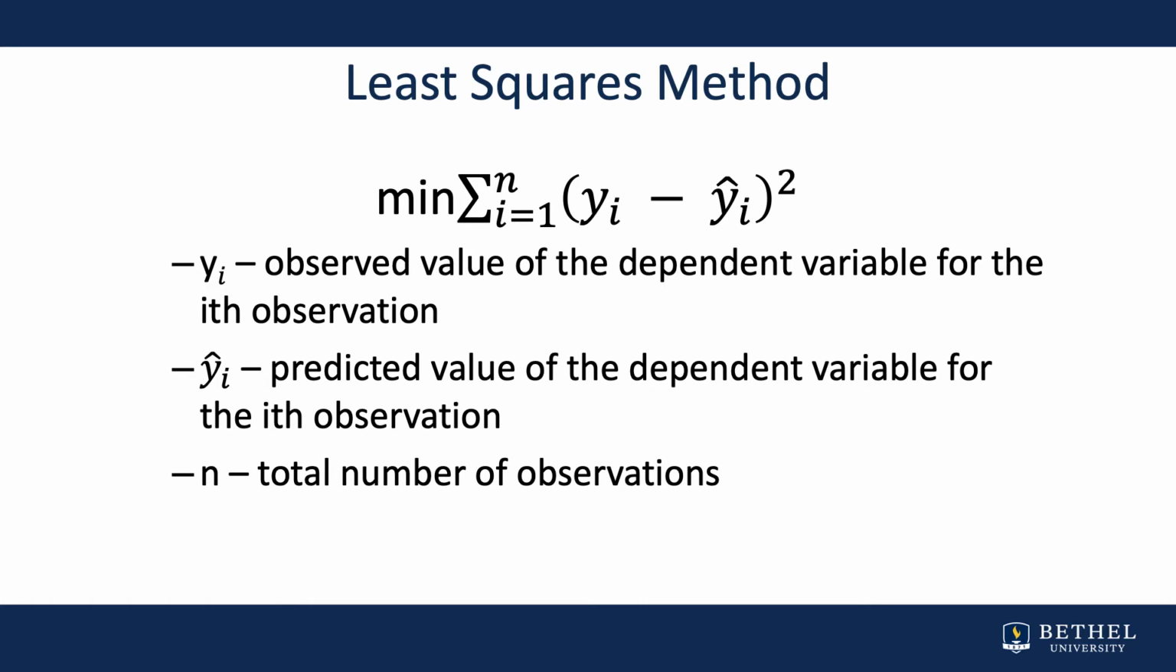The least squares method follows this format. You minimize, which is what the MIN means, the summation of the observed value, y sub i, minus the predicted value, y hat sub i, squared. When you square that difference, that is going to be the thing that you look at to determine if you have a good fitting regression analysis and a good fitting line.